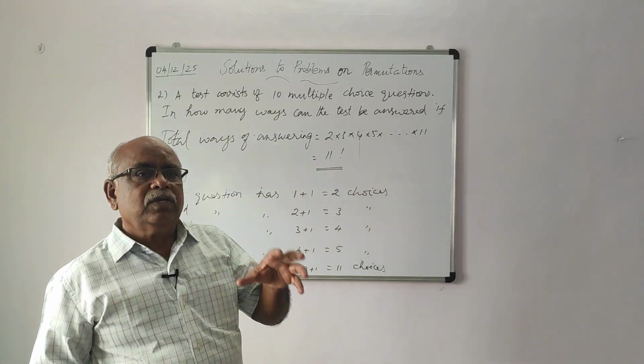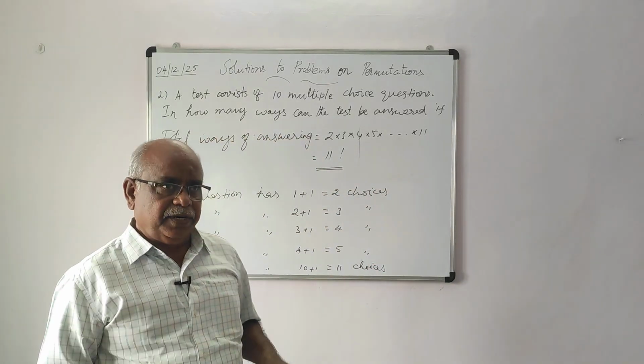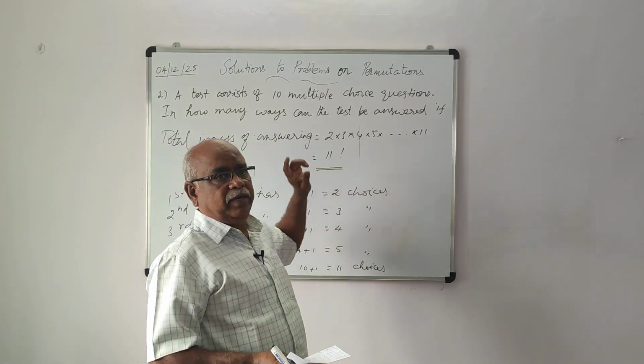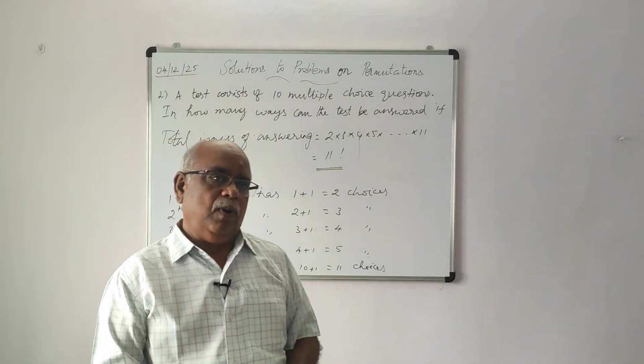So, if the n questions have n plus 1 choices, which is the third condition, the total number of ways of answering 10 questions is 11 factorial ways. That's all about the problem. Okay?